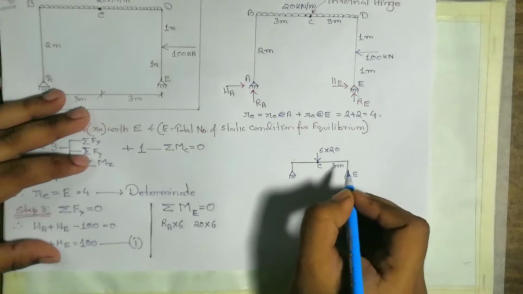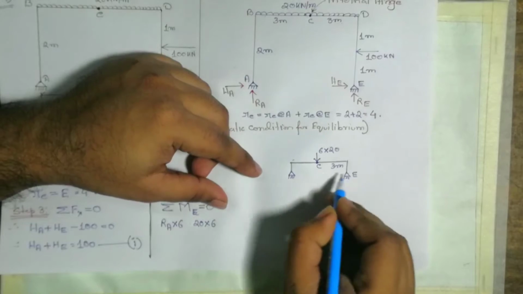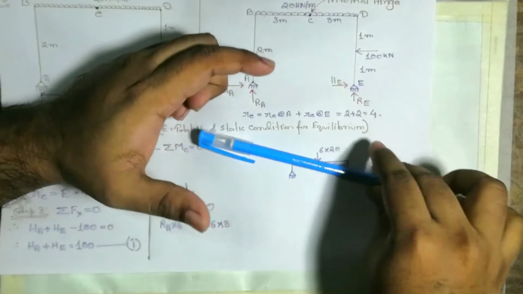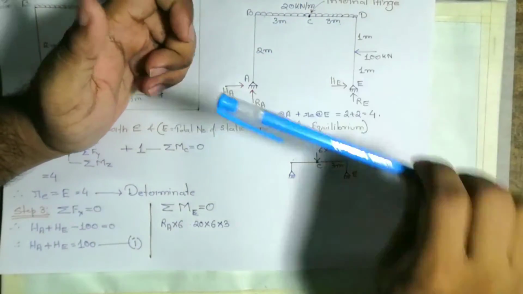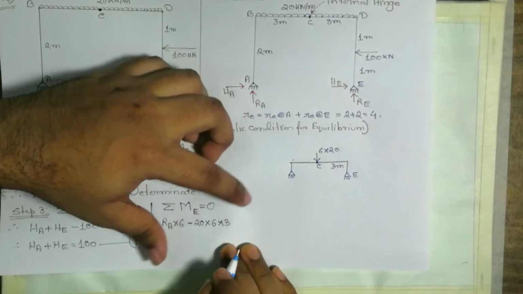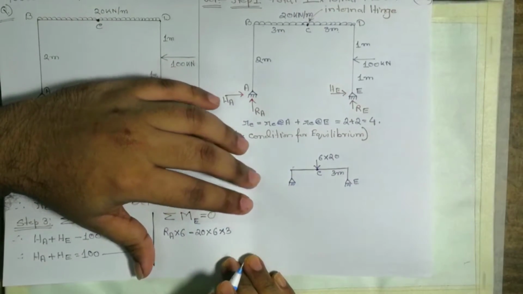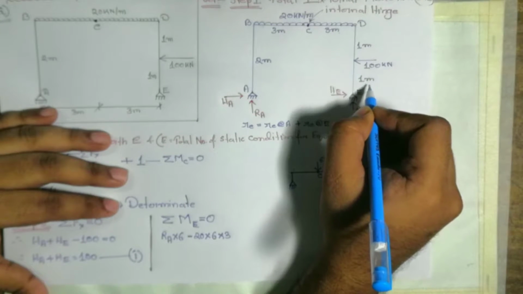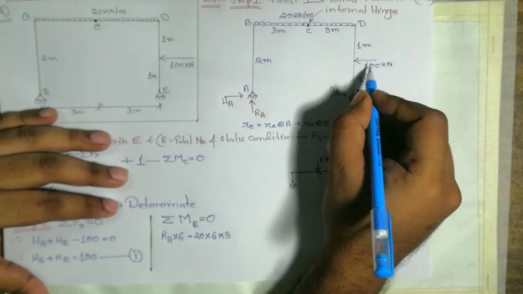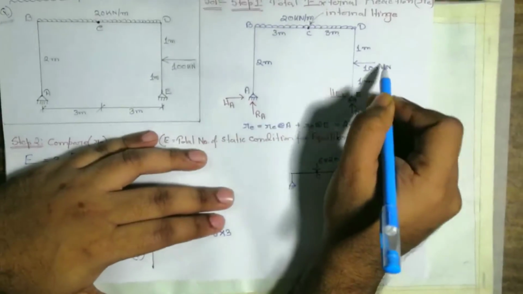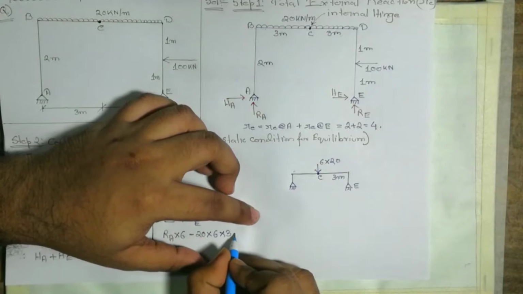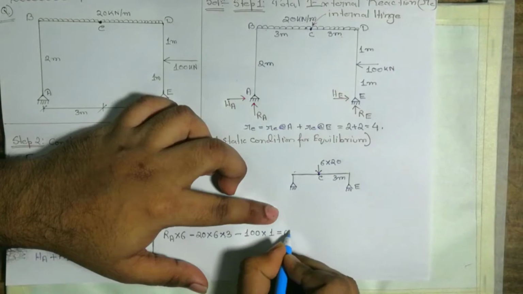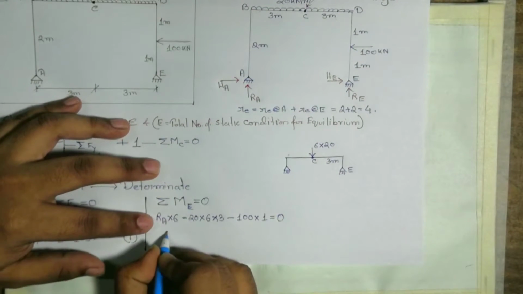Therefore we can write the distance as 3. Now what will be the direction? It is moving in the anti-clockwise direction, so it will be minus. Also, a 100 kilonewton load is acting 1 meter away from E. Its direction is anti-clockwise. So we will write minus 100 into 1 equal to 0. By solving this, we get the value of RA.